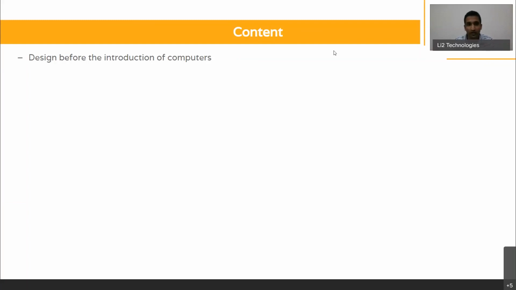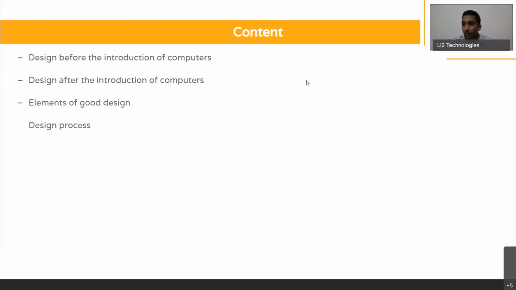So we start with design before the introduction of computers, then how the design process has been since the introduction of computers. From this, we extract what are the elements of good design. Then I take you through a design process, a very basic process, but this should give you good detail on what are the things we need to take care of in a design process.